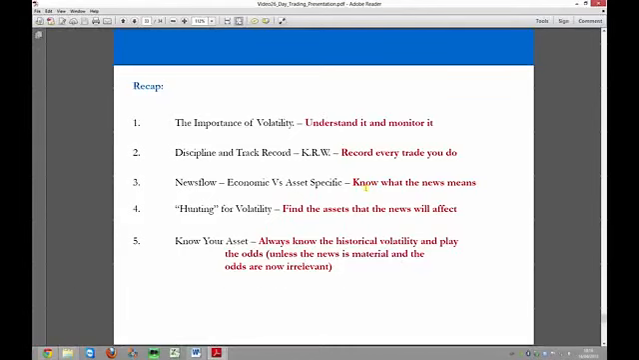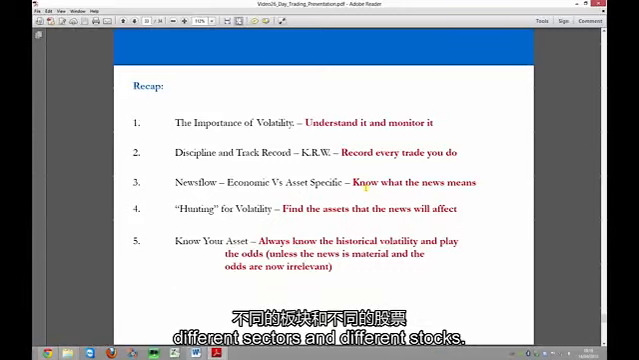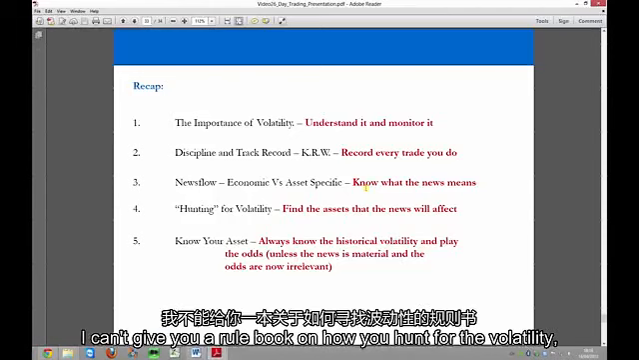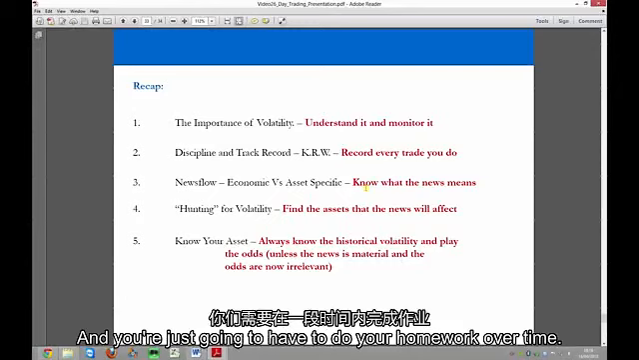And there's no rule book here because we're looking across different asset classes, and we're looking across in stocks different sectors and different stocks. So unfortunately I can't give you a rule book on how you hunt for the volatility, because the news that affects volatility is different across all sectors, and you're just going to have to do your homework.